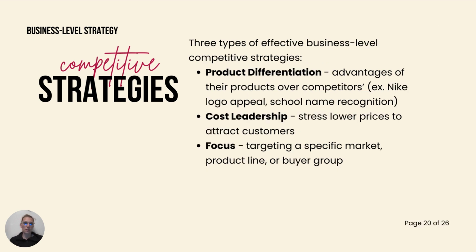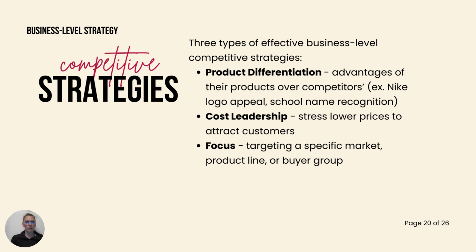Competitive strategies. Three types of effective business level competitive strategies: product differentiation, advantages of their product over competitors. So Nike's logo appeal, school name recognition for a PE department. If you're an athletic director, your logo, your name in the community means a lot. So if you're able to make sales off of that, all the better.